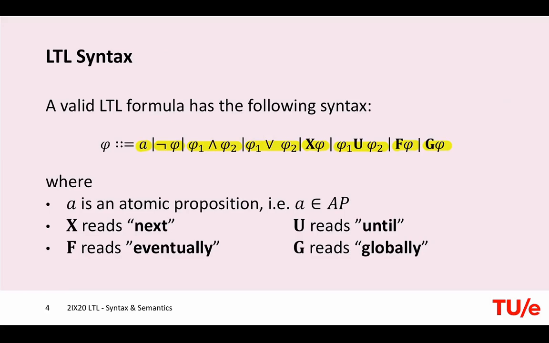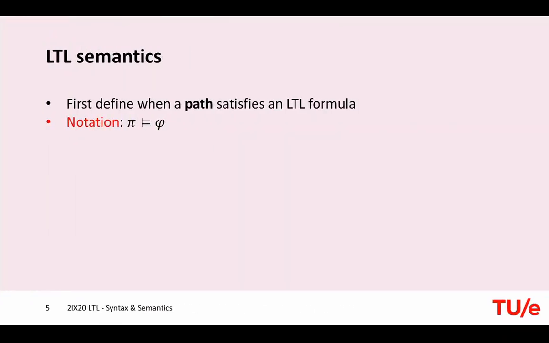Now let's take a look at the meaning of each of these operators. In order to define the semantics of LTL, we first define when a path satisfies an LTL formula. What it means for a Kripke structure to satisfy an LTL formula will be defined in a subsequent video. So for now, we just define, given a path pi, when does path pi satisfy LTL formula phi?